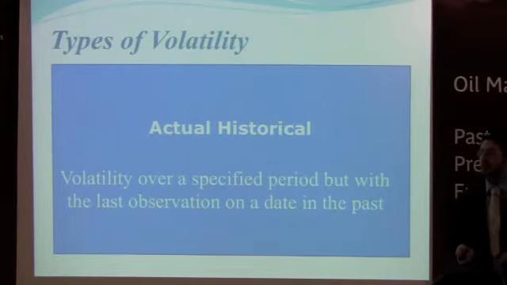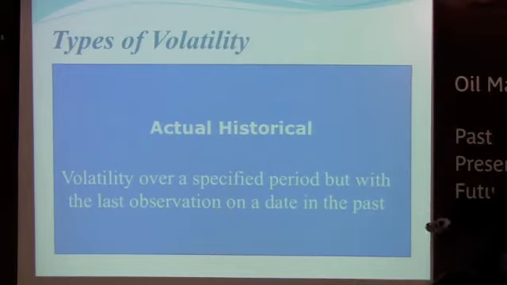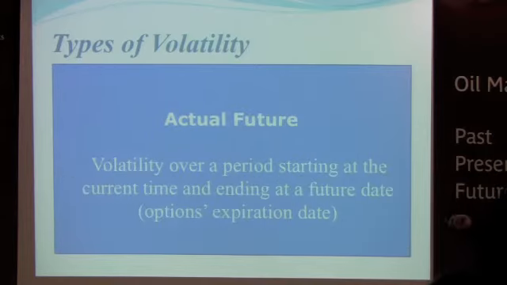There is historical volatility over a specified period, but with the last observation on a date in the past. For instance, volatility calculated from January 2001 until December 2007. The last observation is in the past. Why is this relevant? Position traders and investors look at that volatility fluctuation if they want to invest in a stock or derivatives, whatever it is. The next one is actual future volatility, which is mainly the projection that you see over the internet.